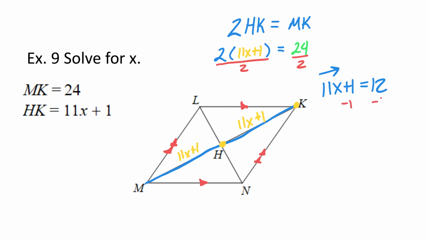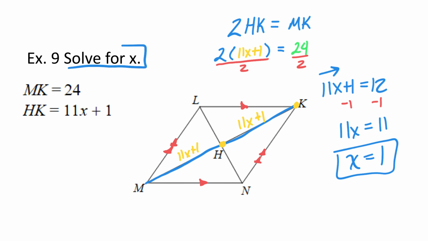We subtract 1 from both sides. So 11x equals 11. So x equals 1. Double check to make sure that that's what we were actually solving for. It was. They asked us to solve for x. So x equals 1.